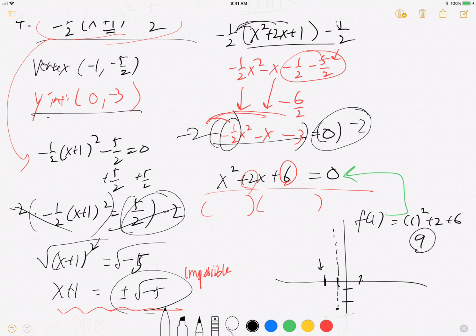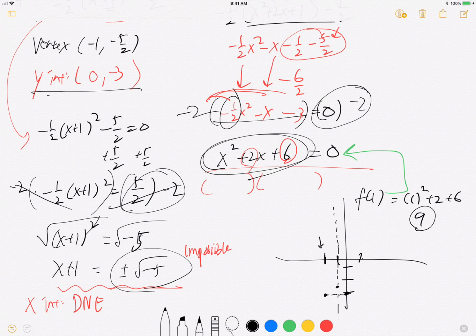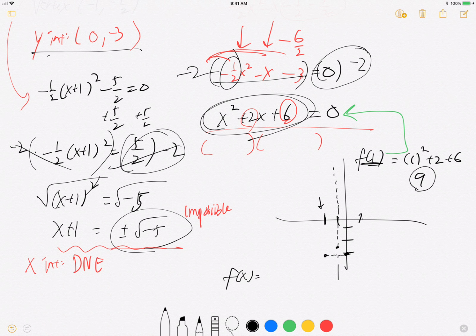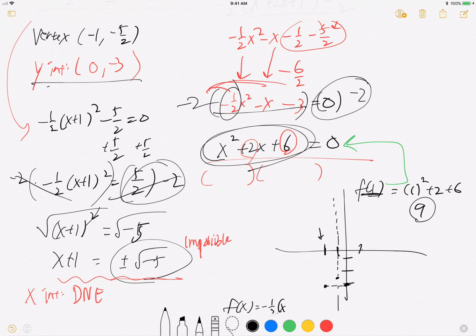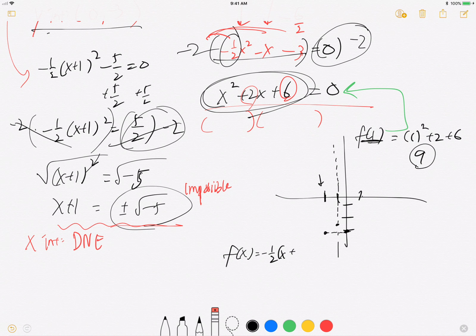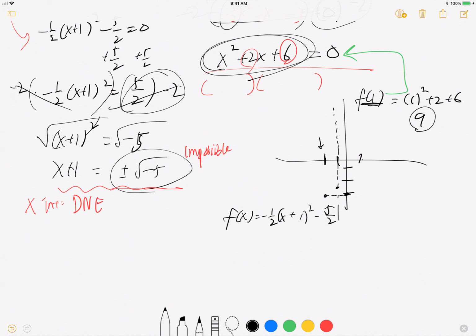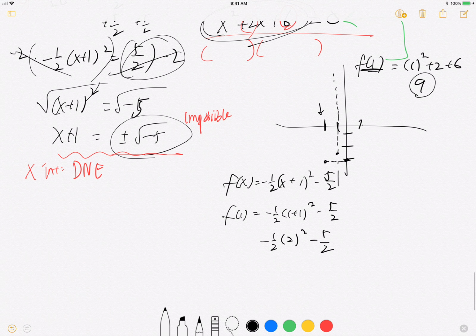Yet, however, the reason why this is going to be wrong is because there is no negative sign here. You always want to plug this function back into the original form, which is f of x equals negative 1/2 times (x plus 1) squared minus 5 over 2. Then I'm going to plug in 1 for x. Then it's negative 1/2 times 2 squared minus 5 over 2. Then this becomes 4. 4 times negative 1/2 becomes negative 2. Negative 2 minus 5 over 2 becomes negative 9 over 2, which is approximately negative 4.5.